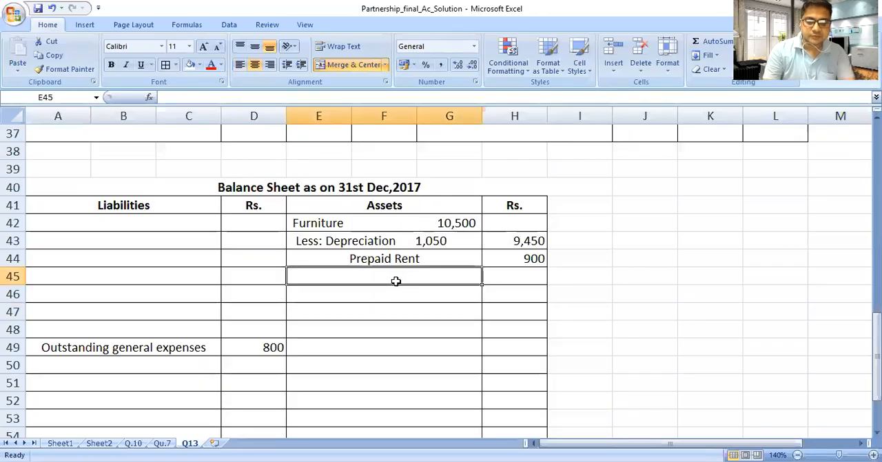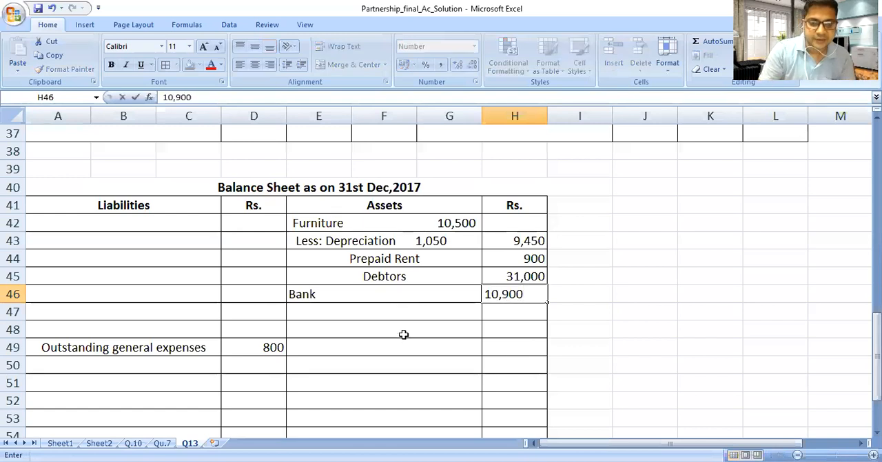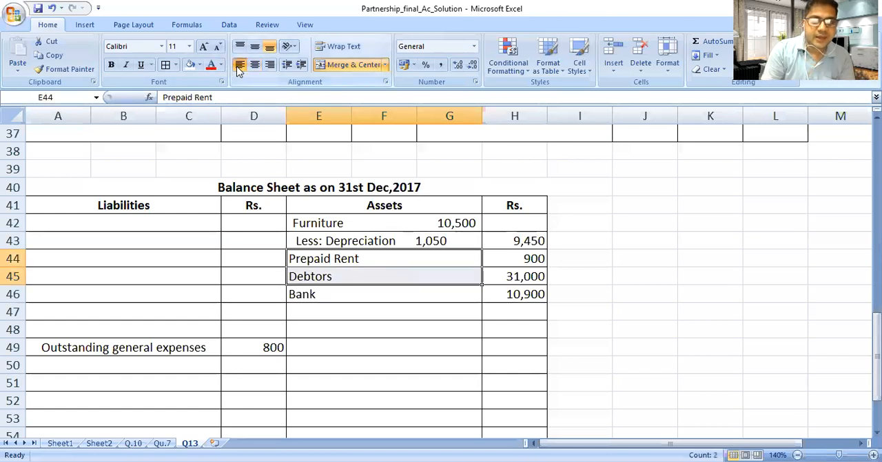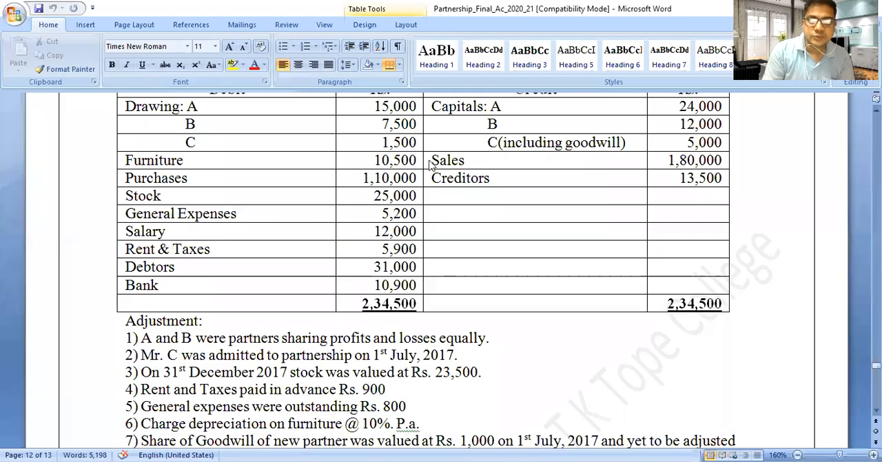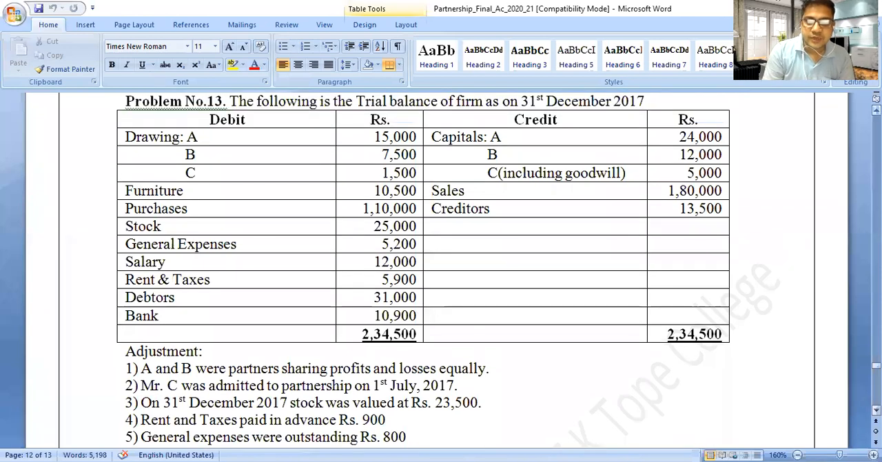So we will write here on the asset side debtors, and the value of debtors 31,000, and they are provided bank balance also, that is 10,900. So debtors and bank balance we recorded. After recording this, the debit side is over. Now come to the credit side.